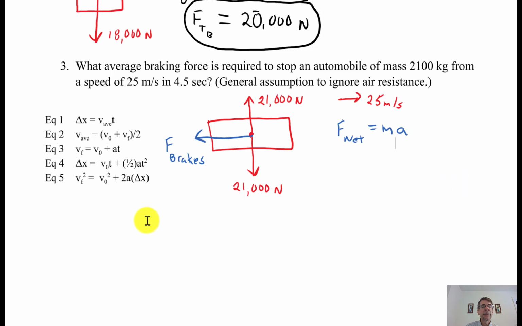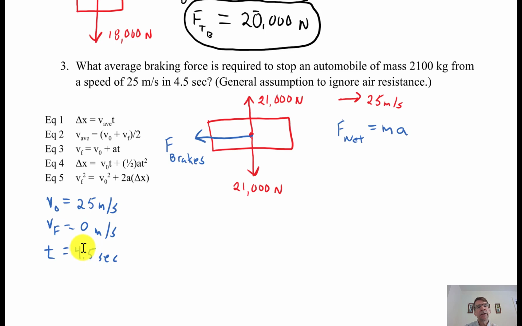acceleration. I'm going to come over here and look at these equations and write down what I know. In other words, I know that V sub 0 is 25 meters per second. This car is going to come to a stop, so its V final is 0 meters per second. And the time is going to be 4.5 seconds. So if I look at those equations, those are all given. All these things over here were given in the problem.